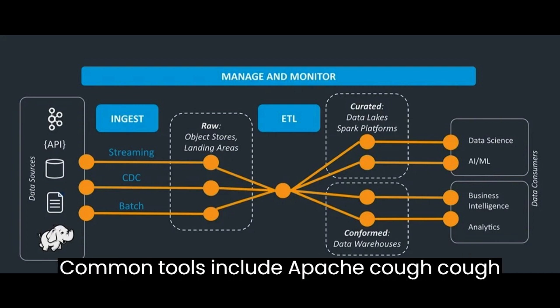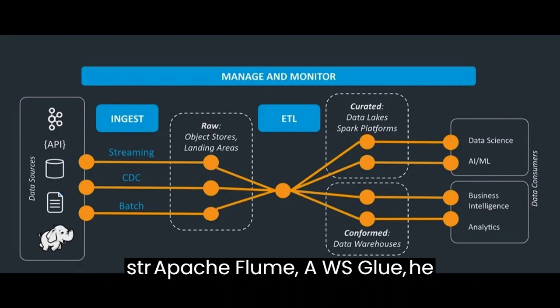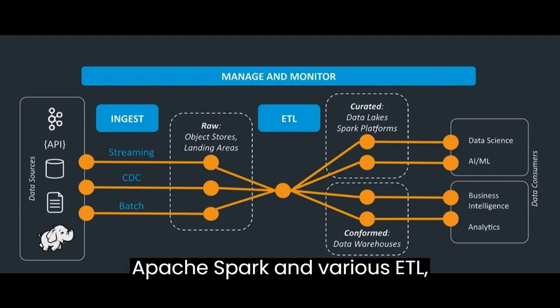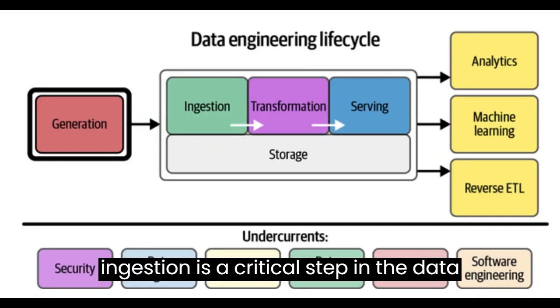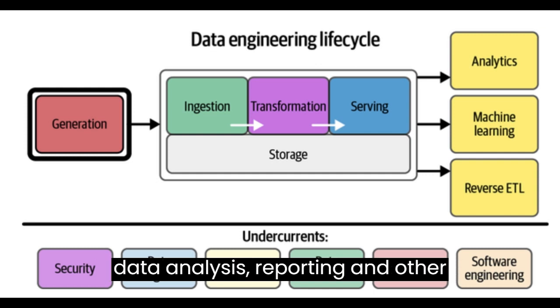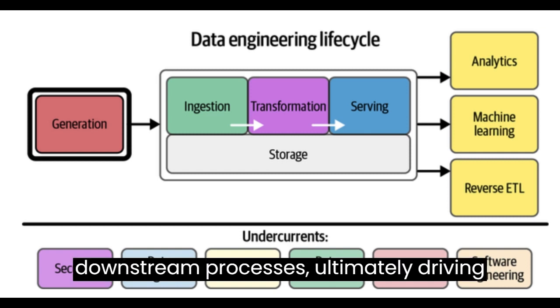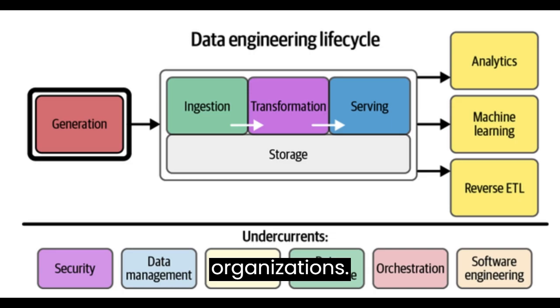Common tools include Apache Kafka for real-time streaming, Apache NiFi, Apache Flume, AWS Glue, Apache Spark, and various ETL (extract, transform, load) tools. Effective data ingestion is a critical step in the data lifecycle, as it lays the foundation for data analysis, reporting, and other downstream processes, ultimately driving insights and decision-making in organizations.